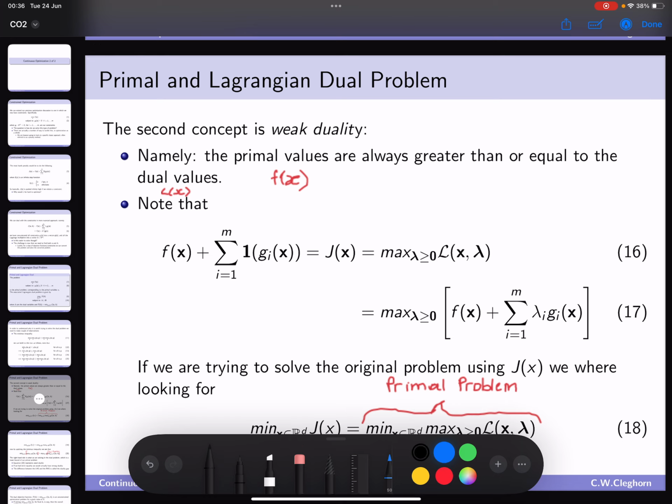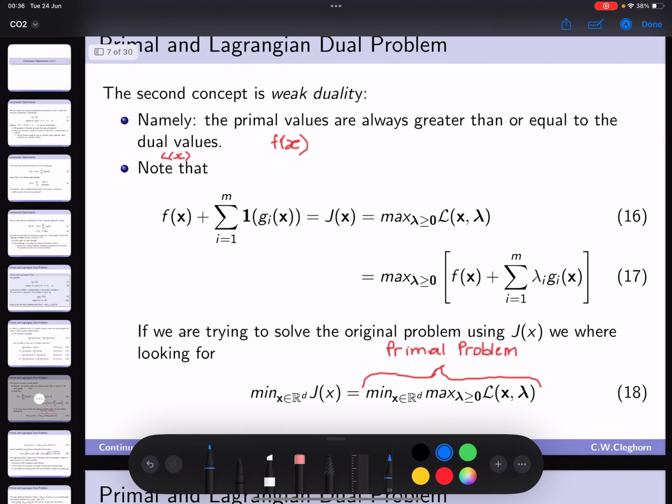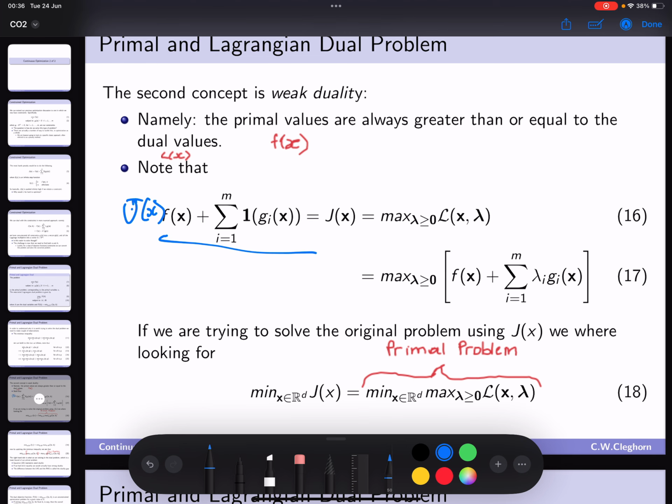Okay. The second concept we need is called weak duality. Namely, the primal values are always greater than or equal to the dual values. And so this is kind of why we might want to work with the dual problem. But let's start by looking at this J function. You'll remember that this was J of x over here, that term there, with our infinite sum of infinite step functions on the right-hand side. So we're going to minimize f of x and then make sure we don't violate any constraints. That was equal to J.